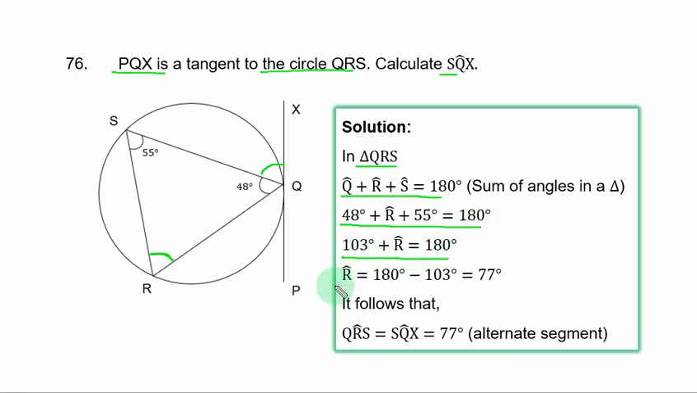To get angle R, you need to transfer this angle to the right hand side. After subtraction, you have 77 degrees. It follows that angle QRS, writing this angle using 3 letters notation, is equal to SQS, and that is 77 degrees. Angles in alternate segments.